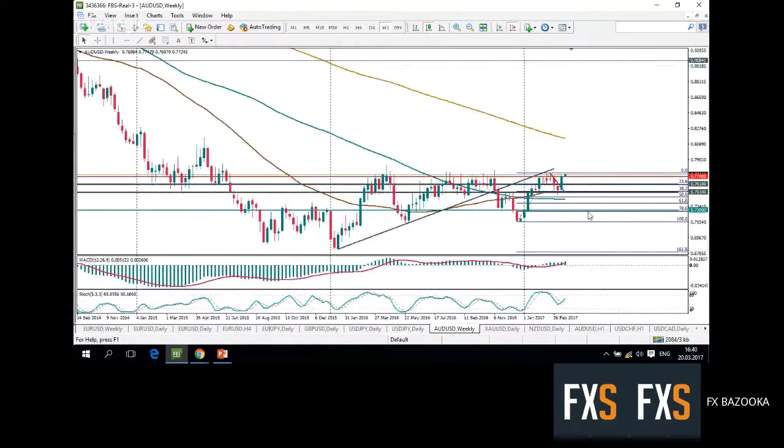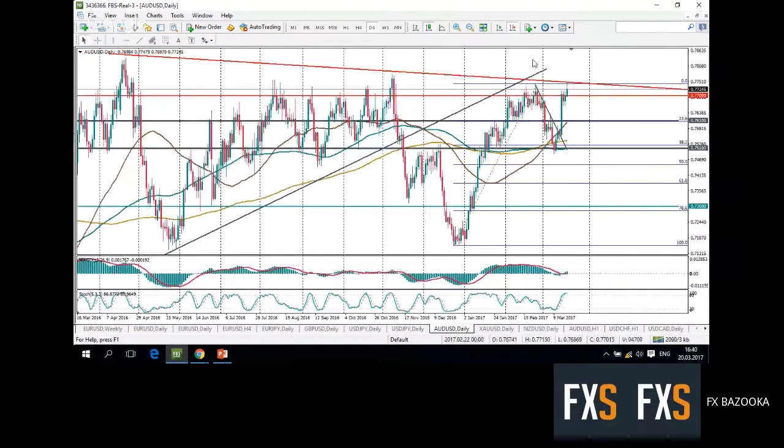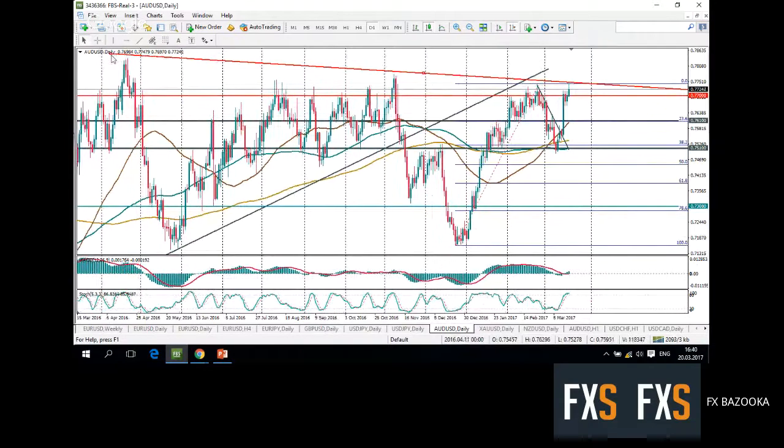And despite this strong weekly movement of the pair, still we really doubt that the pair is able to overcome this strong resistance. At least the initial reaction can be to the downside here. Australia has shown some weak labor data, so this is why I don't recommend currently any long positions.